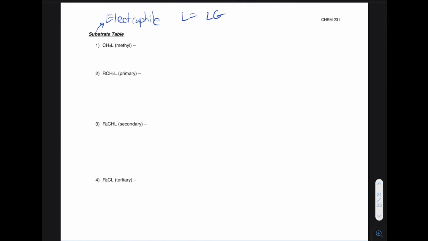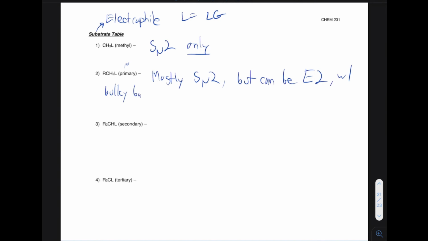So for methyl substrates, just an alkyl halide with only a methyl group attached to it, these are basically SN2 only. There's no way to even form an alkene product. So by default, SN2 is the only thing that can happen, because SN1 reactions would not go through this pathway, since methyl carbocations are the worst possible kind of carbocation. So for primary substrates, mostly SN2. Again, we can't really form SN1 reactions here, but it can be E2 favored with a bulky base, heat, and polar protic solvent.